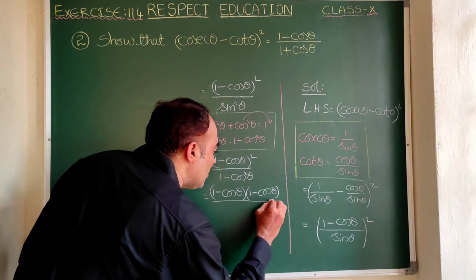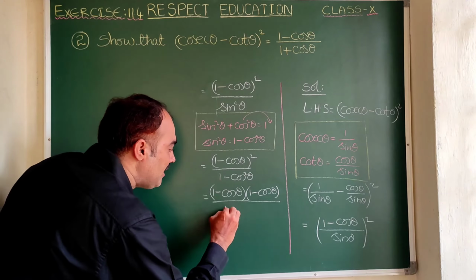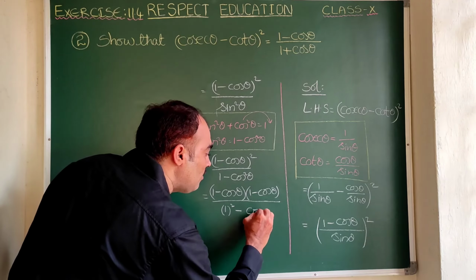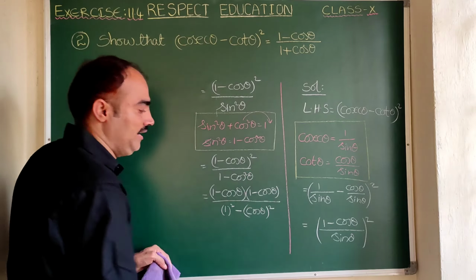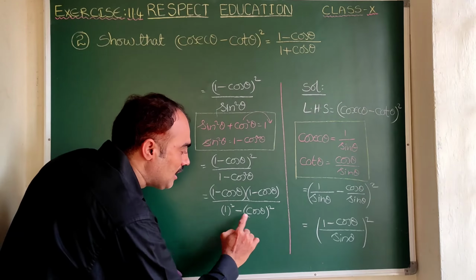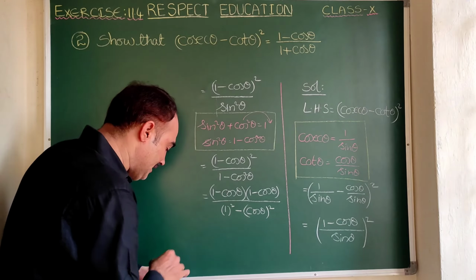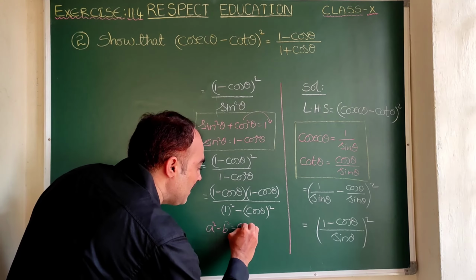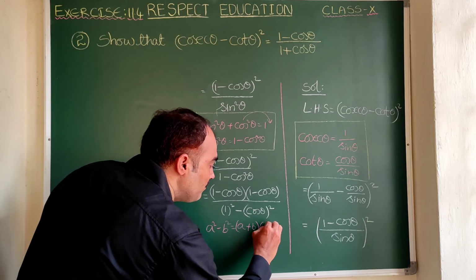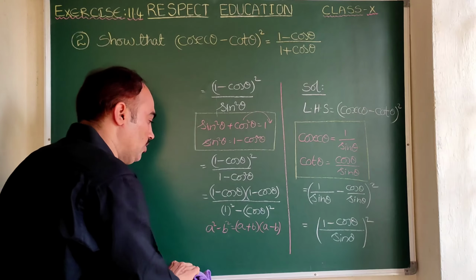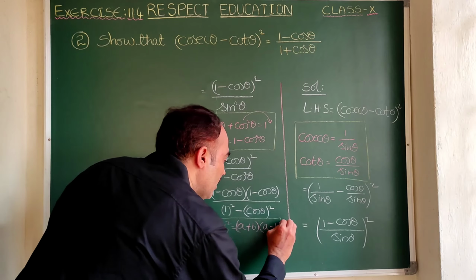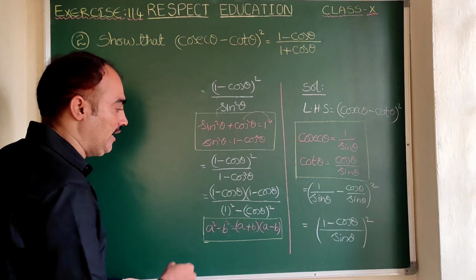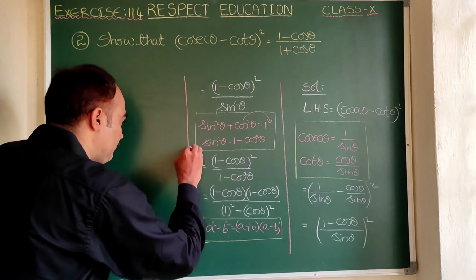And here when you come to the denominator, let us write 1 as 1 square and cos square theta as cos theta whole square. Here you see, which formula is applicable here? A square minus b square. What is the a square minus b square formula? A plus b into a minus b. So based on this formula we are going to write the denominator. Here a means 1, b means only cos theta.